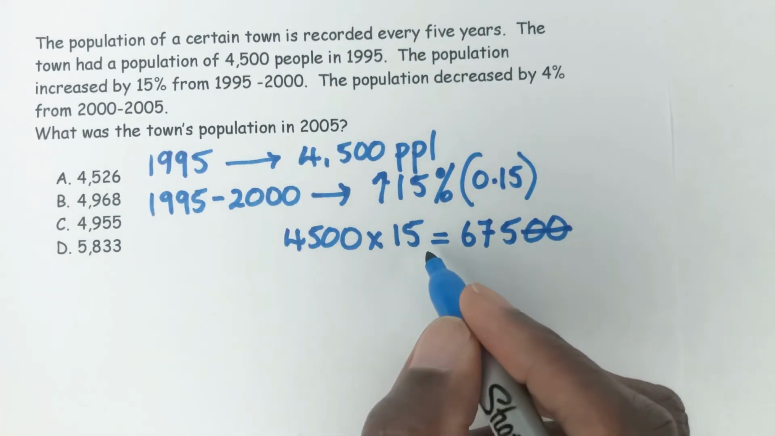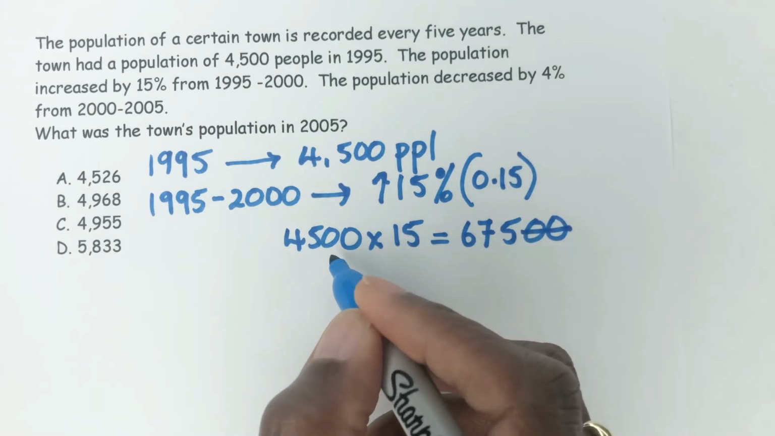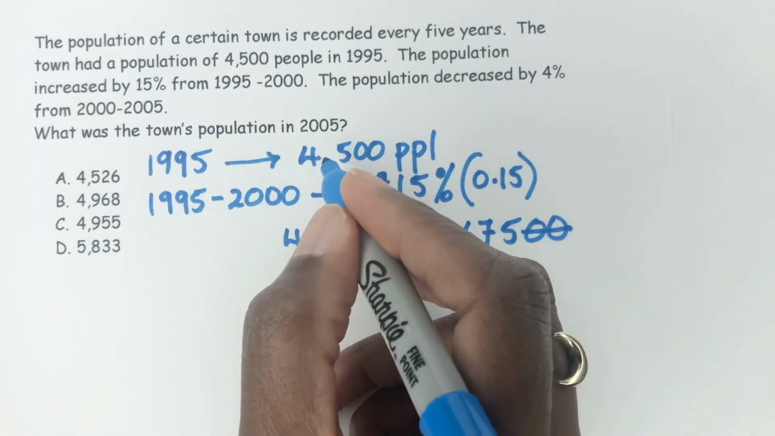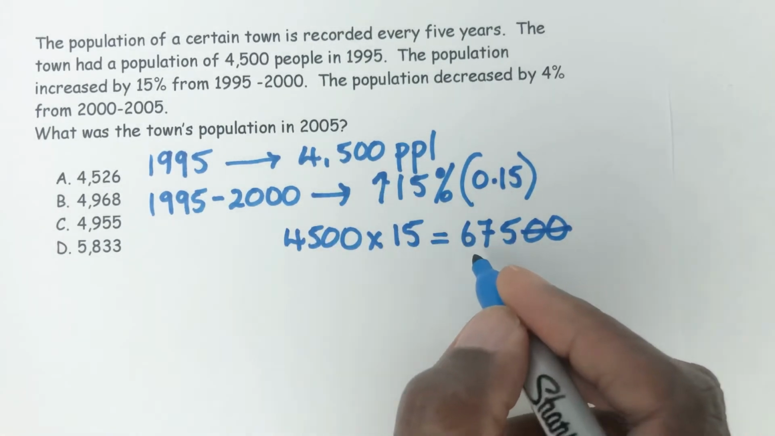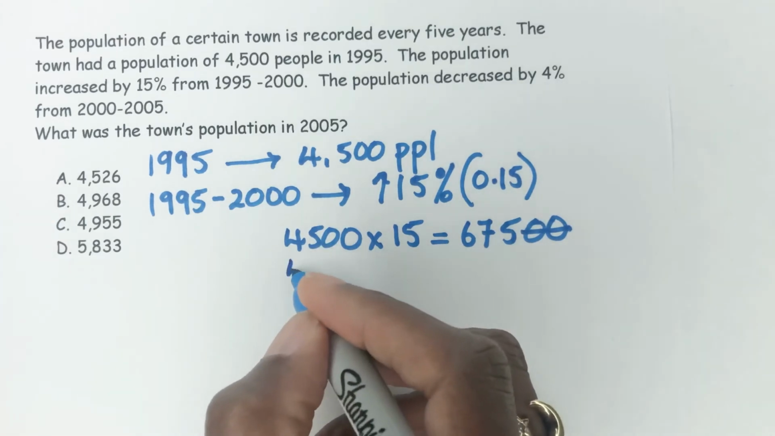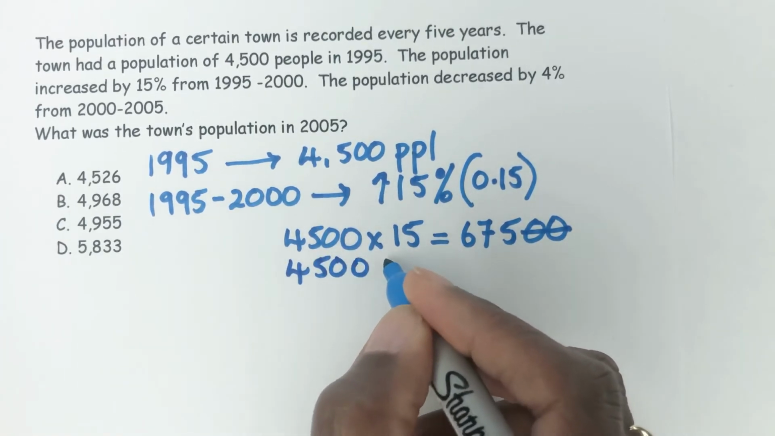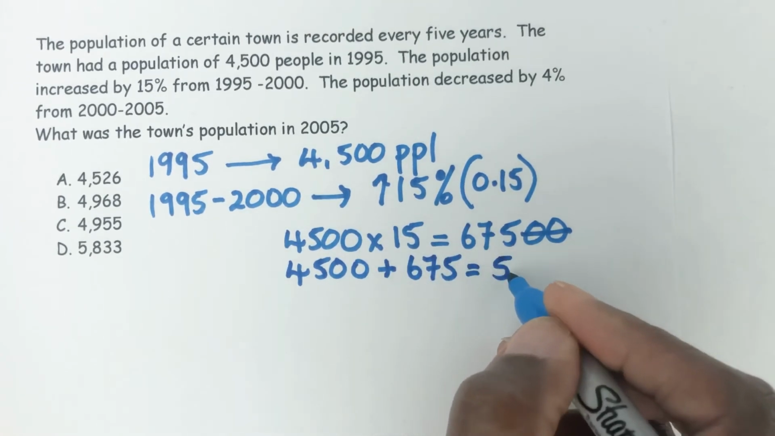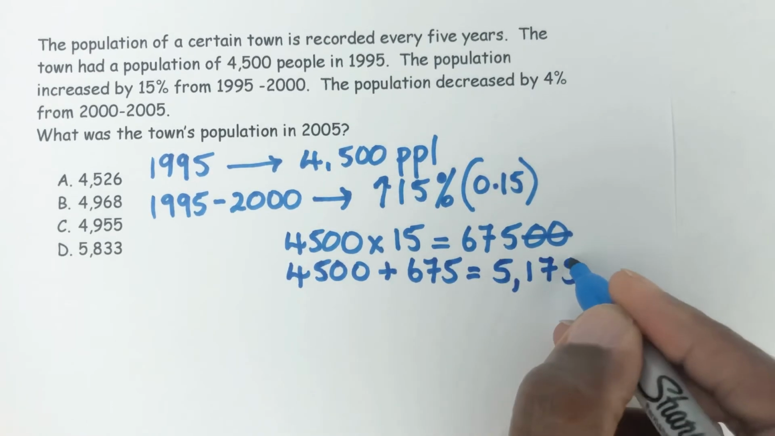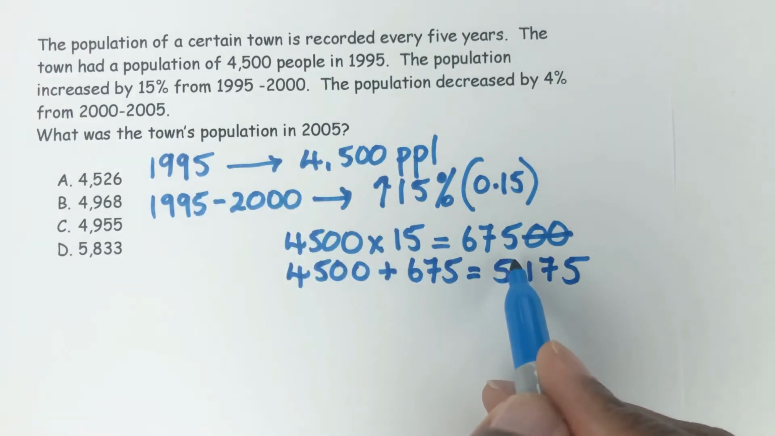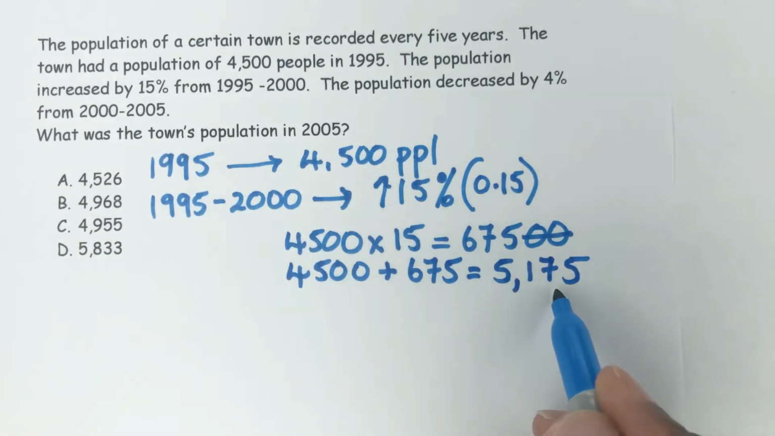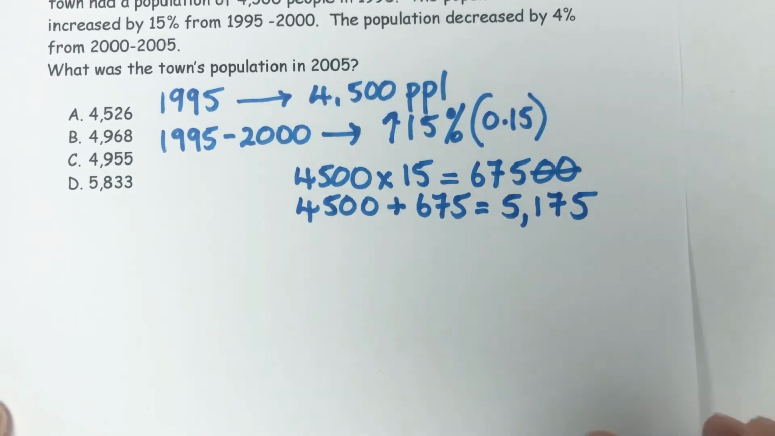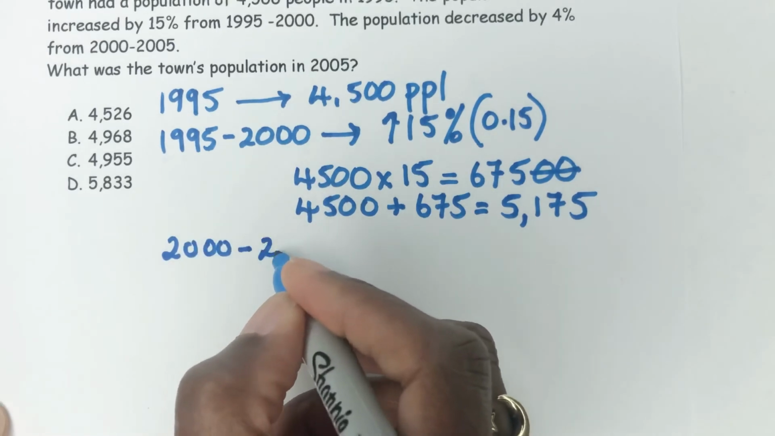Then that is based off of the 15% of 4,500. Then you would use this number and add it to the 4,500 to get that 15% increase, right? So you would add the 675 to the 4,500. Not doing any calculations, that would come to 5,175. That is the town's population in the year 2000. But what they want to know is what it was in 2005. So let's write our little bits here.